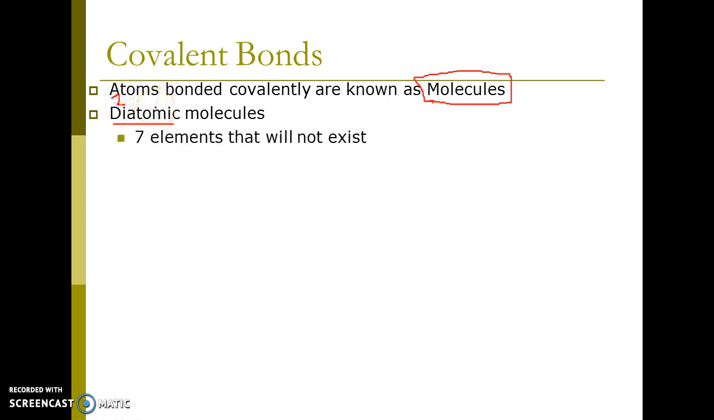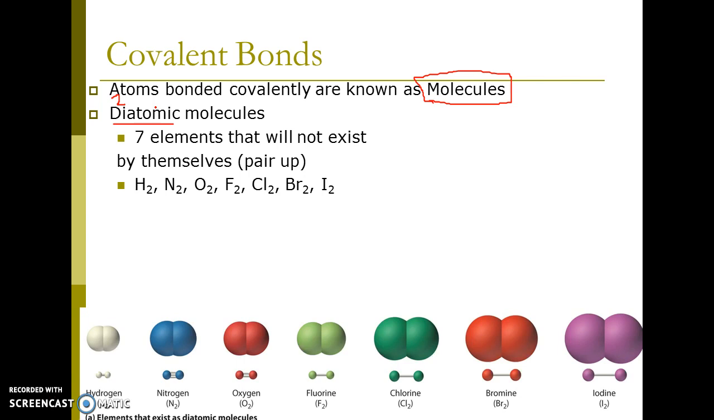There are 7 of them on the periodic table that will never exist by themselves. So they will always come in pairs. They are hydrogen, nitrogen, oxygen, fluorine, chlorine, bromine, and iodine. Here are some models that show you the diatomic molecules. Notice how they come in pairs.